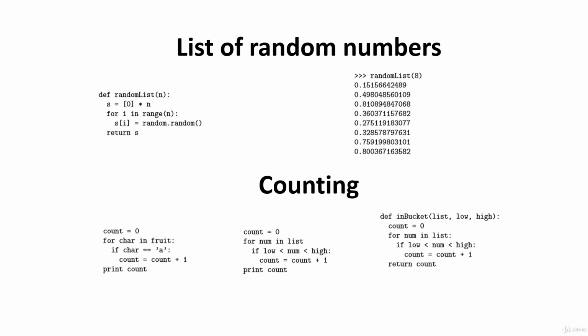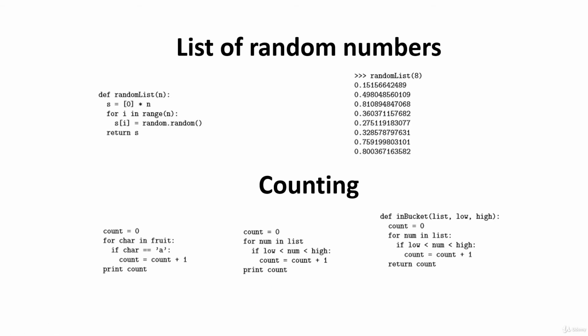The original program was count, like this. The first step is to replace fruit with list and char with num. That doesn't change the program, it just makes it more readable. The second step is to change the test. We are not interested in finding letters. We want to see if num is between the given values low and high, like this, of course.